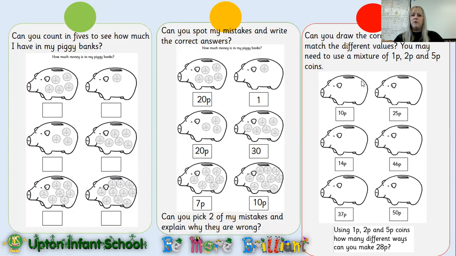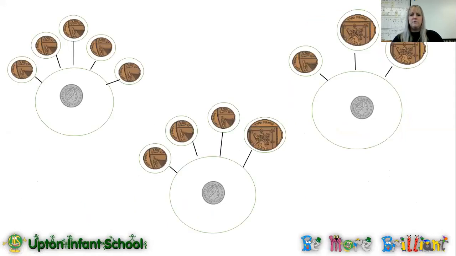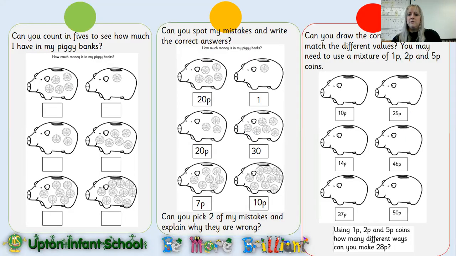So I'm asking if you can draw the correct coins to match the different values. So what I want you to do is draw in each piggy bank. So if you draw a piggy bank on your page and then draw inside each piggy bank the exact amount we need. So I've asked you to use a mixture of 1p, 2p and 5p coins. So that's the bit like we were looking at a moment ago, where we are able to make values by mixing different coins. Okay, so you're going to have a go at doing that today to answer your questions.